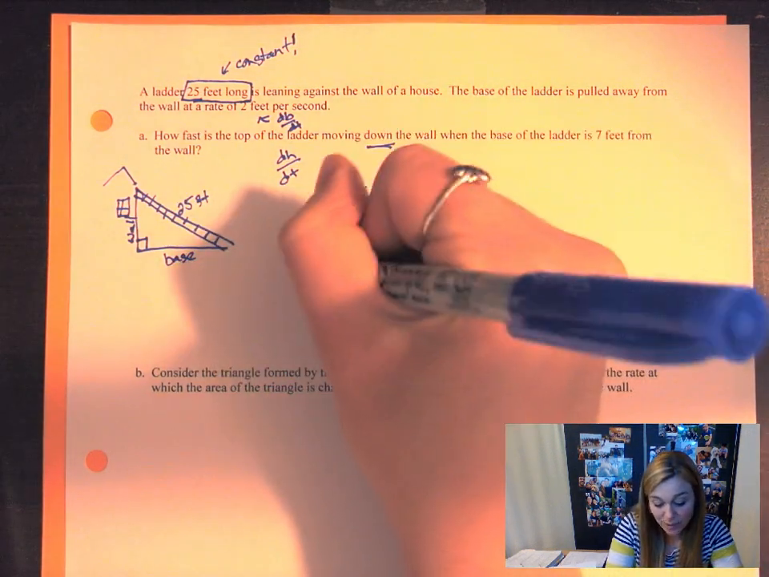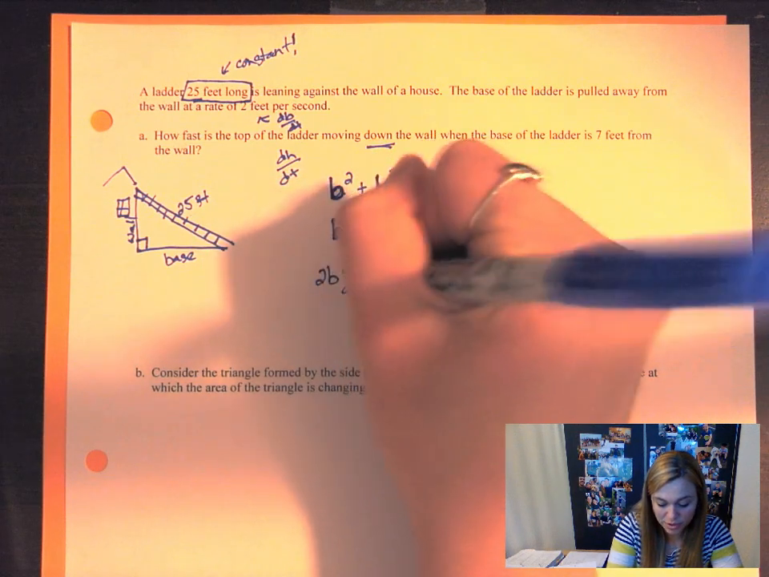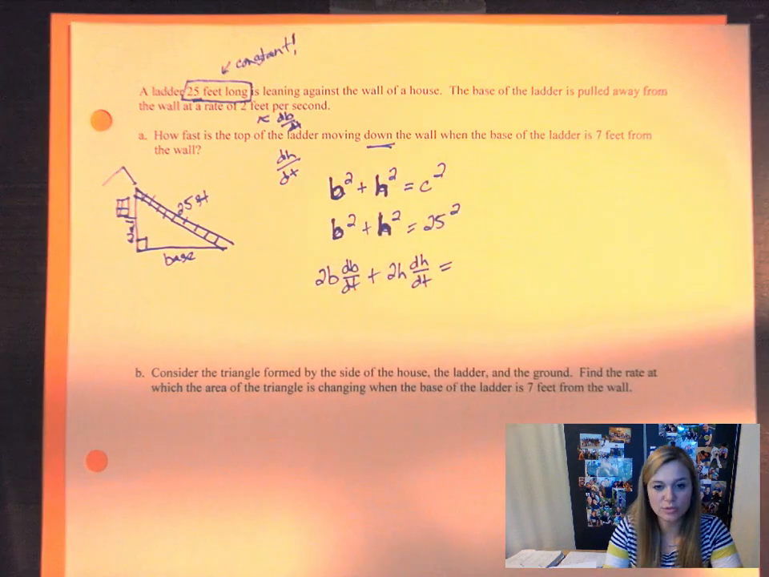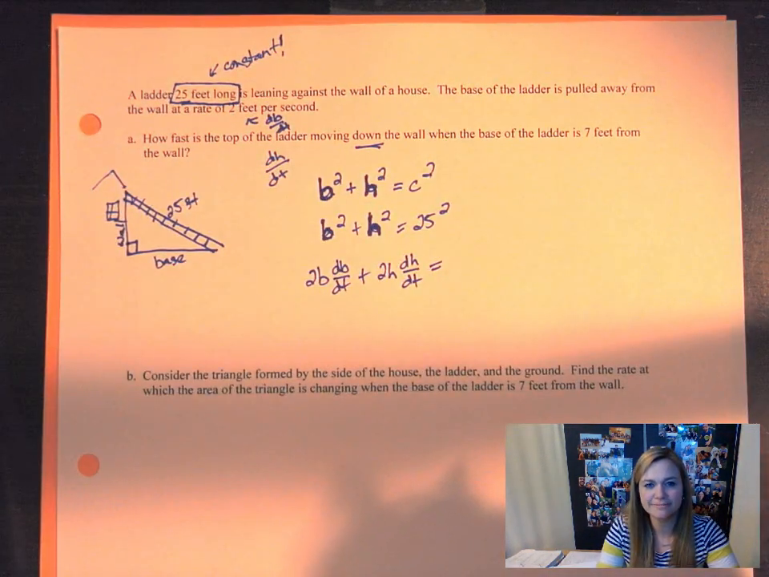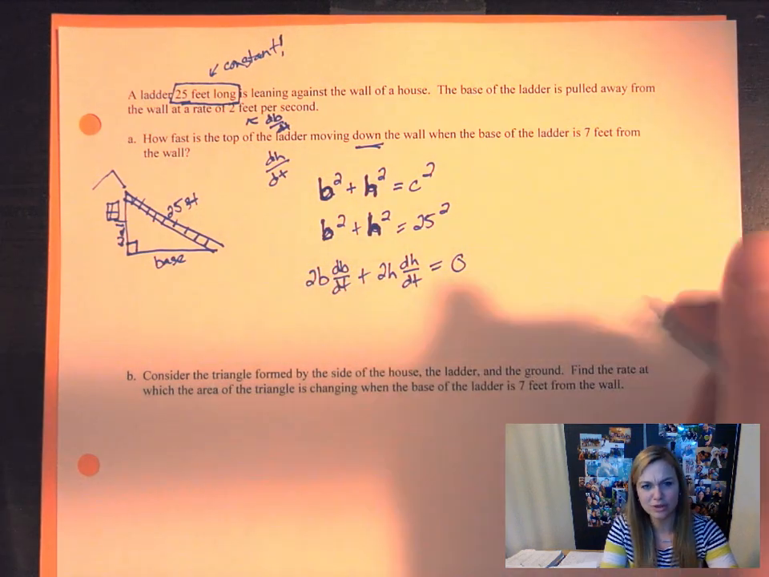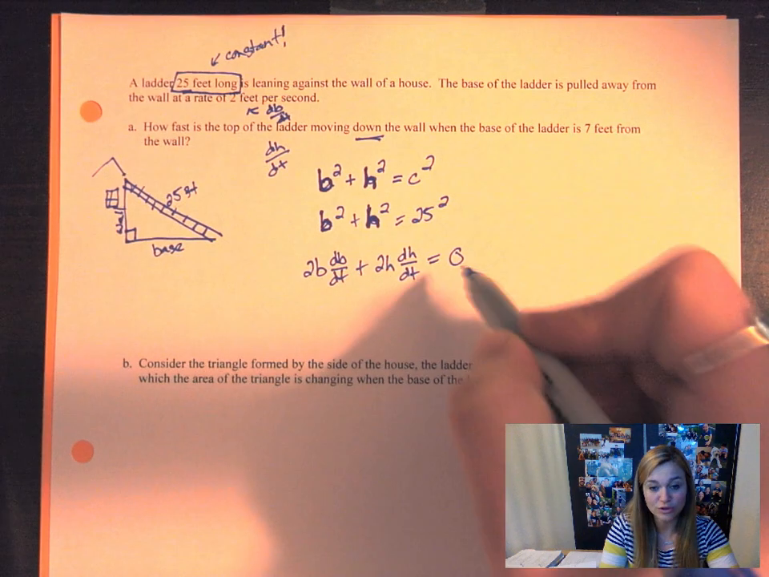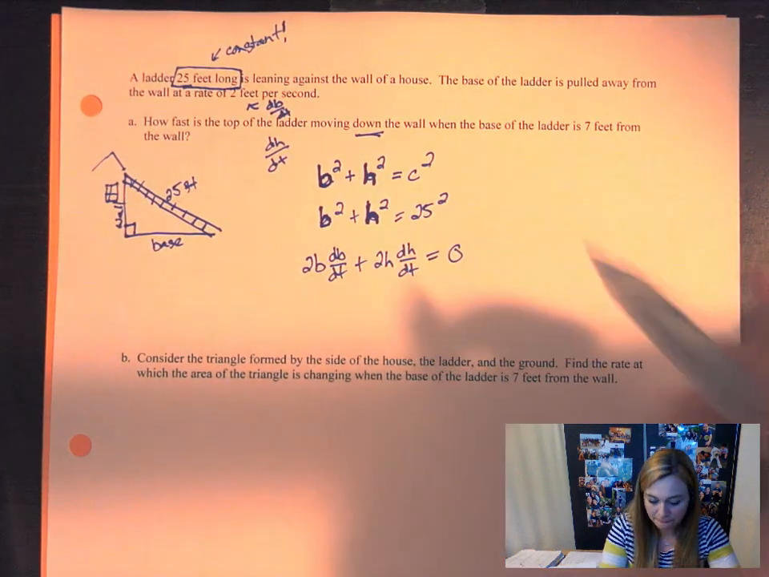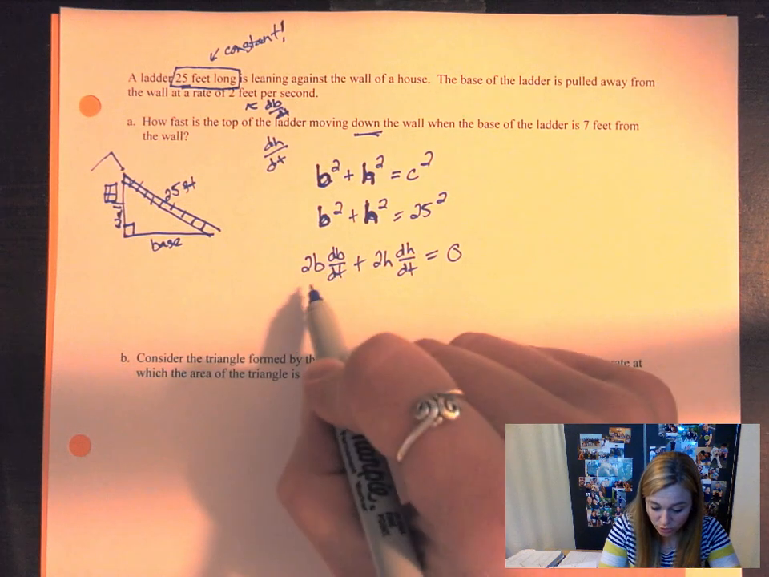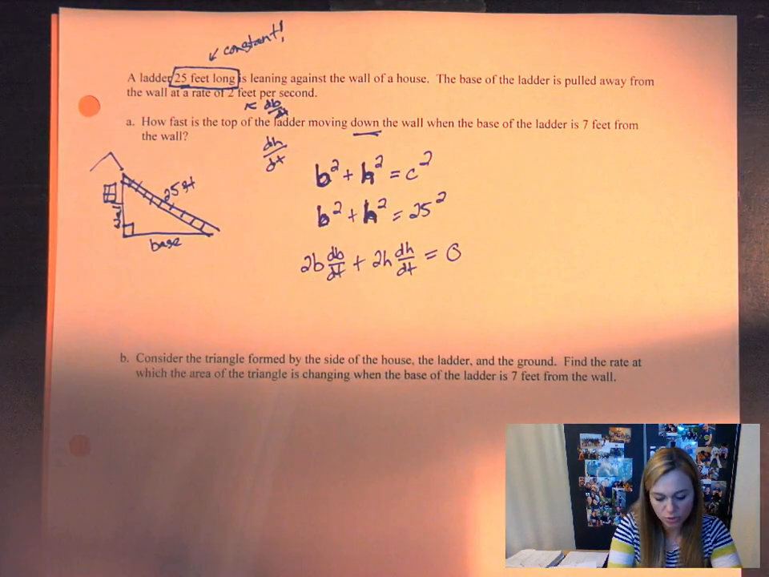Okay, the next thing, now I can differentiate. This would be 2b dB/dt plus 2h dH/dt equals, what's the derivative of 25 squared? 0. If you said 25 squared, it's not. Or if you did 2 times 25 or something crazy. The derivative of any constant is 0. If you don't do this part, the rest of it's going to be messed up. The next thing, so I'm just substituting in what I know. So I know this says 2b, 2h. Oh no, I need to know those in some way.